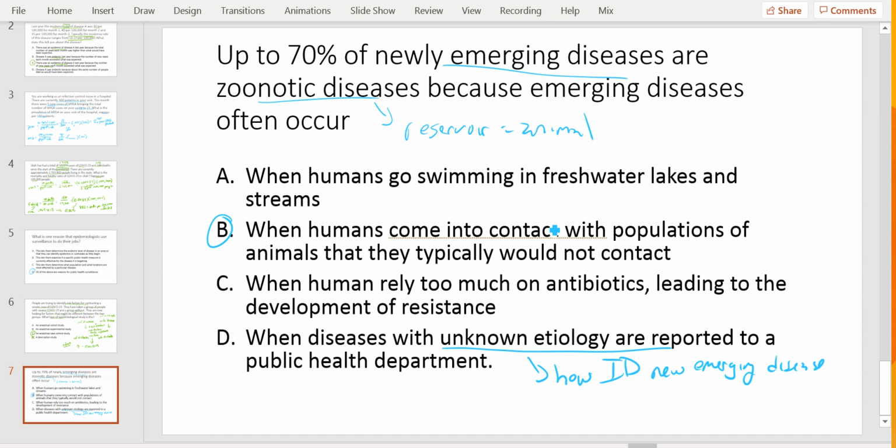When we look at C and it's talking about development of antibiotic resistance, these are what we call re-emerging diseases. So we have newly emerging and re-emerging. The newly emerging are the ones that are brand new. Re-emerging diseases are diseases we know about, but we've had under control. They're diseases we could treat, that we could take care of, but now they're re-emerging.